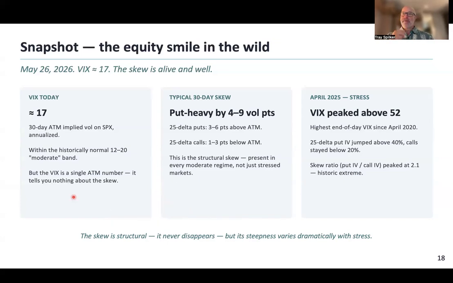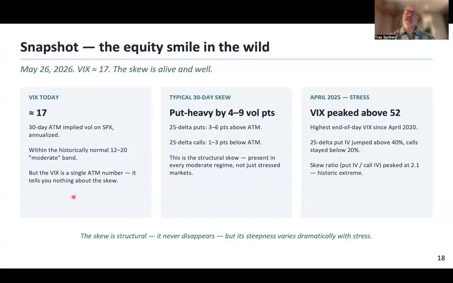Now, this is as of May. Now, if you contrast this with what happened in April of 2025, remember this was Liberation Day when the tariff shock hit. We saw the VIX spike to 52, right? So it went from, call it, 17 to 52, which was the highest end of day level of the VIX since the middle of COVID, April of 2020. And so the put side implied volatility exploded, meaning puts were expensive.